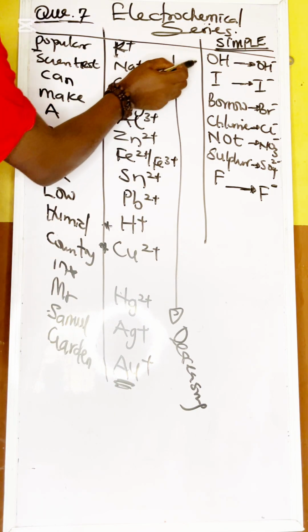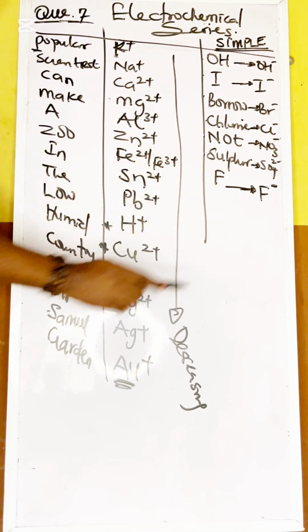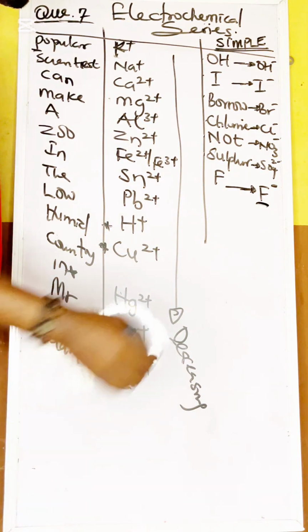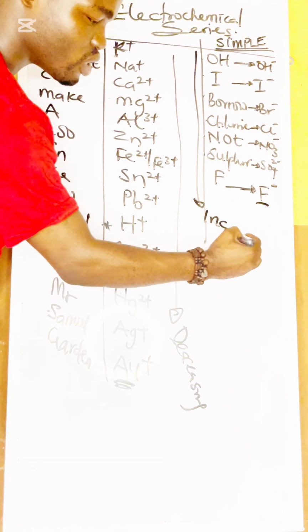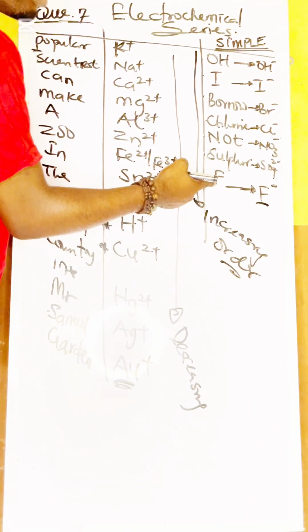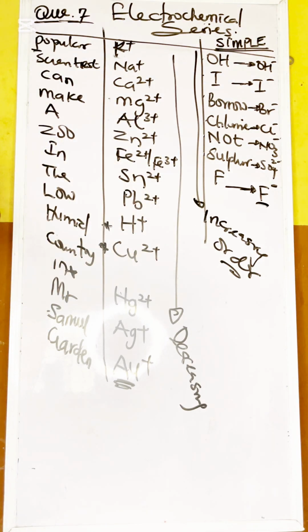Now, O I borrow chlorine, not sulfur F. This is very important. Of course, you know that fluorine is the most electronegative. That means I'm arranging this in increasing order. Very, very important. Increasing order, because this is more reactive. So how do I call it?